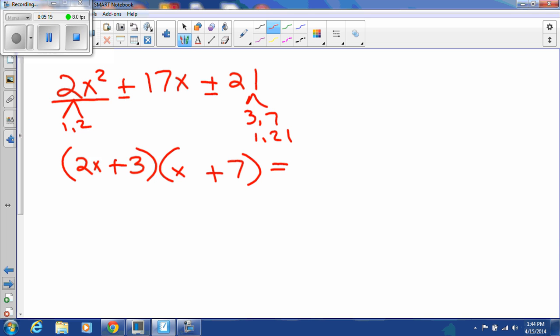Now I'm going to multiply using FOIL. 2x times x is 2x squared. 2x times 7 is 14x plus 3x, which is 17x. I've got the correct answer with the first try. That happens sometimes, and the more of these you do, the better you'll get, the better able you are to correctly guess the first time.